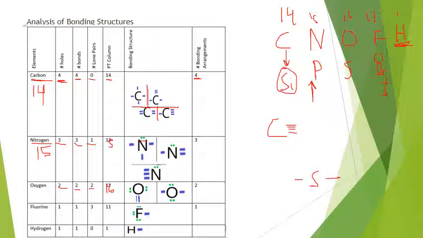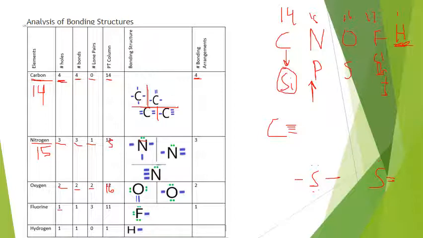So if you see sulfur, it will have these 2 possible arrangements. And you can use this as a check to help you figure it out.